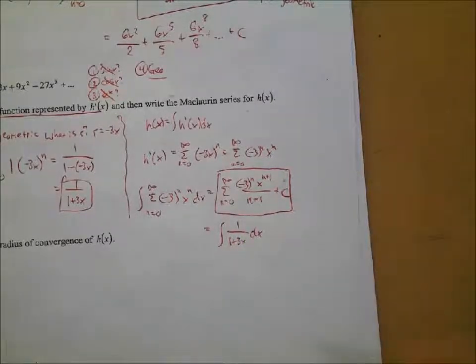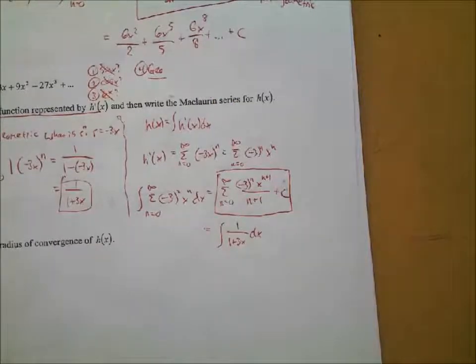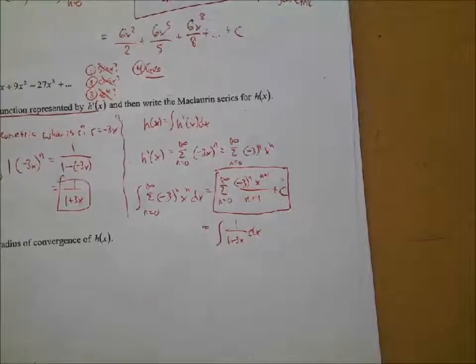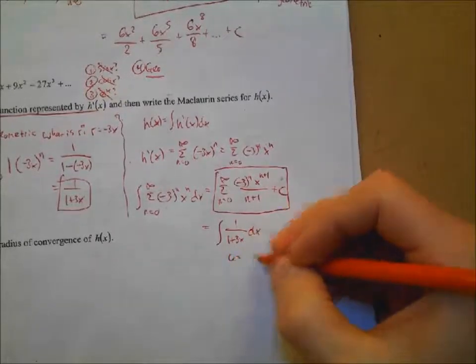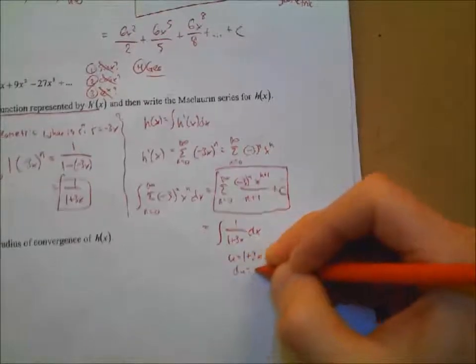Now, granted, the question was, write the Maclaurin series. We did do that, and we know it's Maclaurin, it's centered at 0. But we could also integrate this function. How would we integrate this function? What strategy or technique would we need to use? A u sub. U would equal 1 plus 3x. So then our du would be 3x dx.